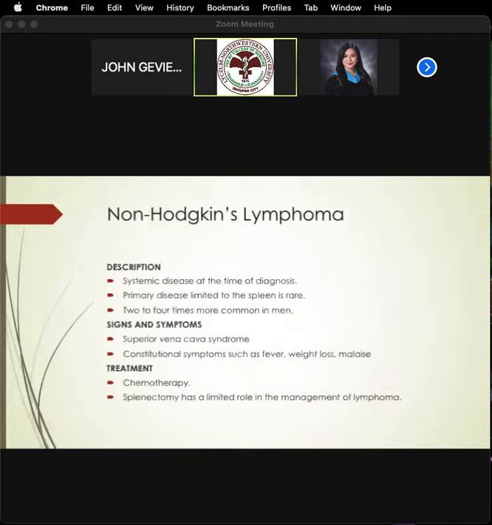Let's proceed with non-Hodgkin's lymphoma. These are systemic diseases at the time of diagnosis. Primary disease limited to the spleen is rare. Sometimes you will have superior vena cava syndrome, fever, weight loss, or body malaise. The treatment here is also chemotherapy. Splenectomy has a limited role in the management of non-Hodgkin's lymphoma.